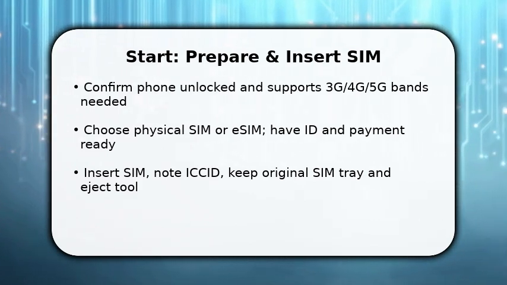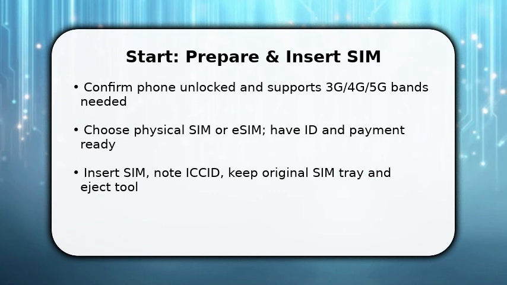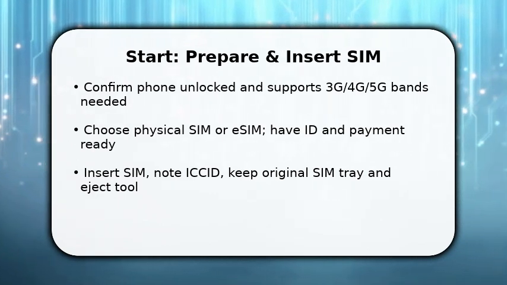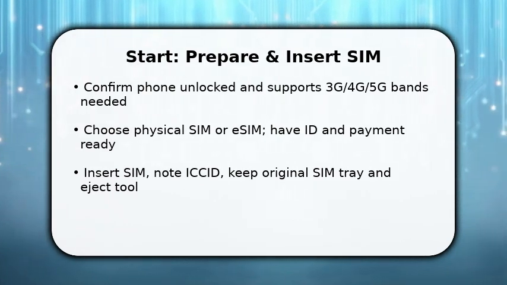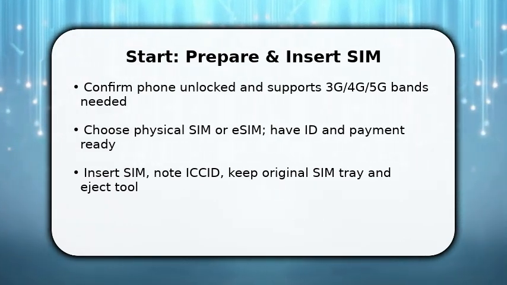After purchase, insert the Physical SIM or scan the eSIM QR. Once done, power on the phone and watch for initial carrier signal to begin the registration process.